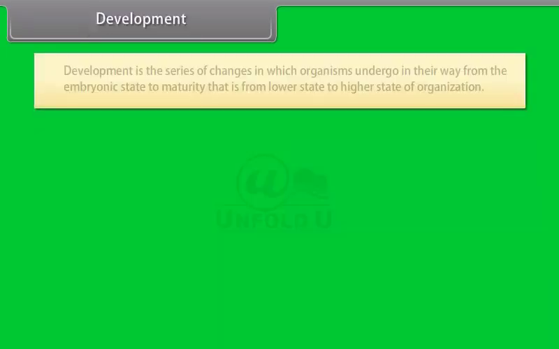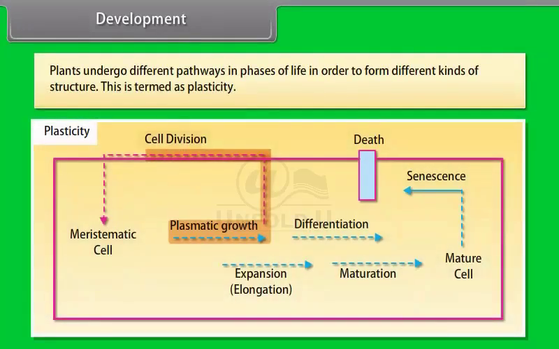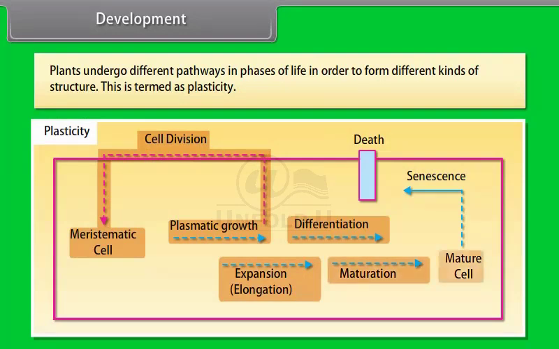Development. Development is the series of changes which organisms undergo on their way from the embryonic state to maturity, that is, from a lower state to a higher state of organization. Plants undergo different pathways and phases of life in order to form different kinds of structures. This is termed plasticity.